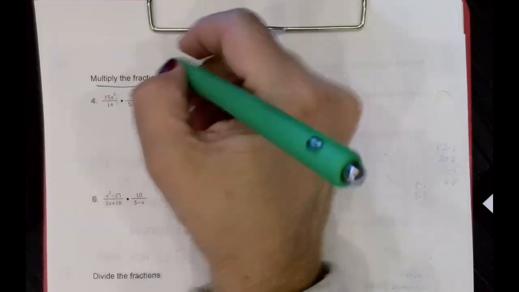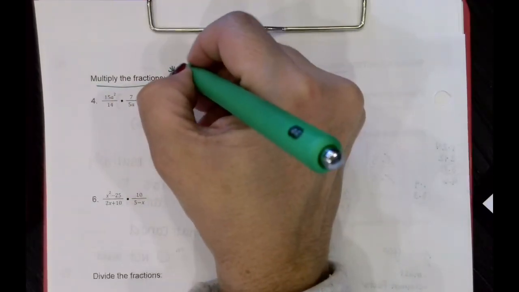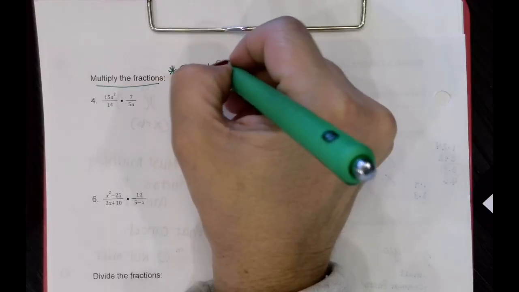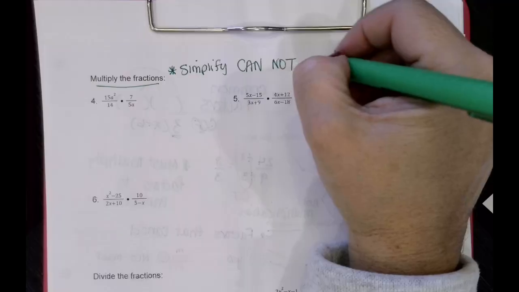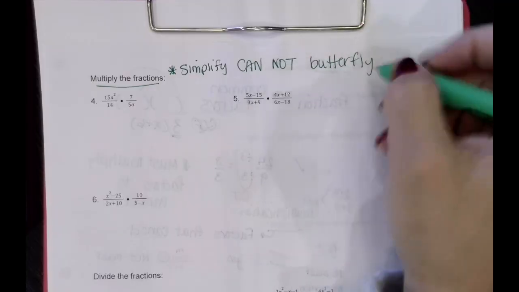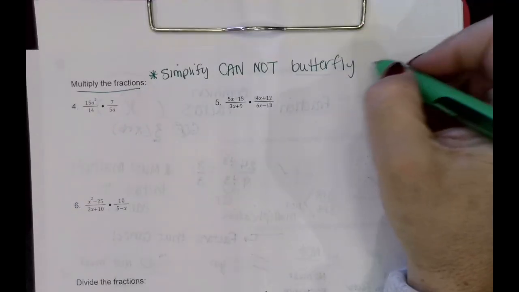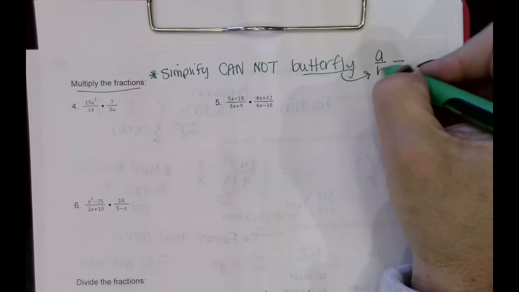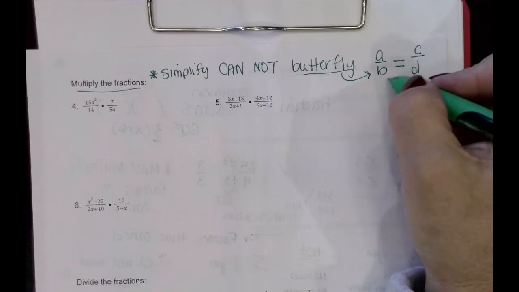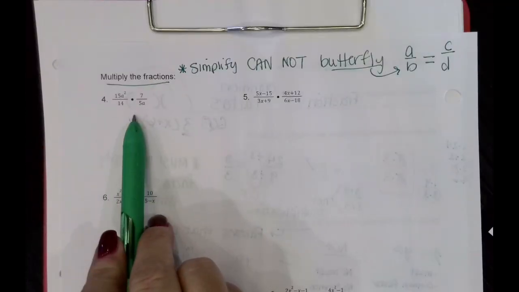All right, okay, let's see what else we have going on over here. Oh, okay, so now we're going to multiply. So if we multiply, we are not doing the butterfly. When we multiply fractions and simplify, you cannot butterfly. The butterfly technique works when we have an equal sign. So the butterfly only works when we have an equal sign. So if you have a fraction equals a fraction, then you can butterfly. Over here, there's no equal sign.